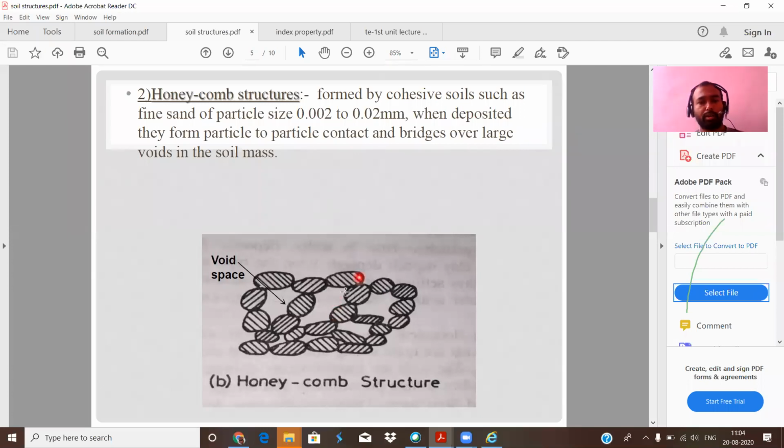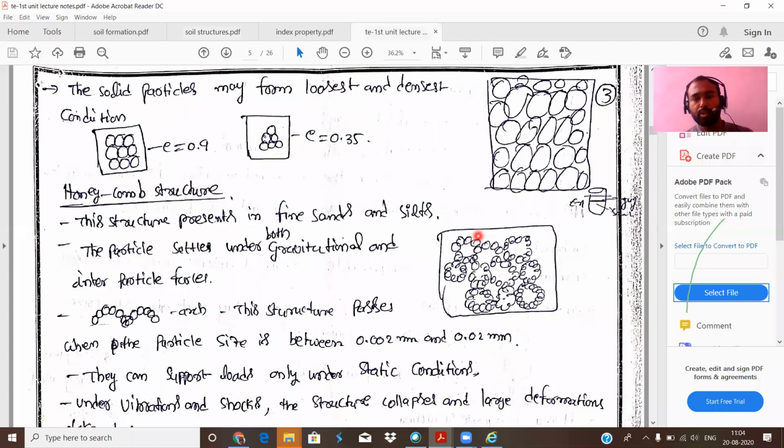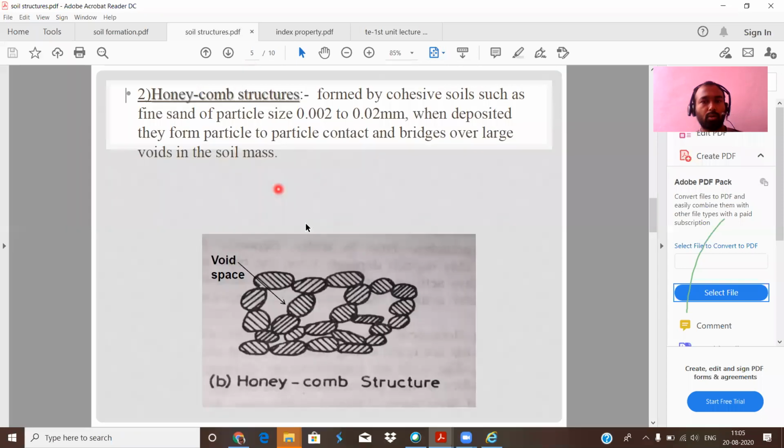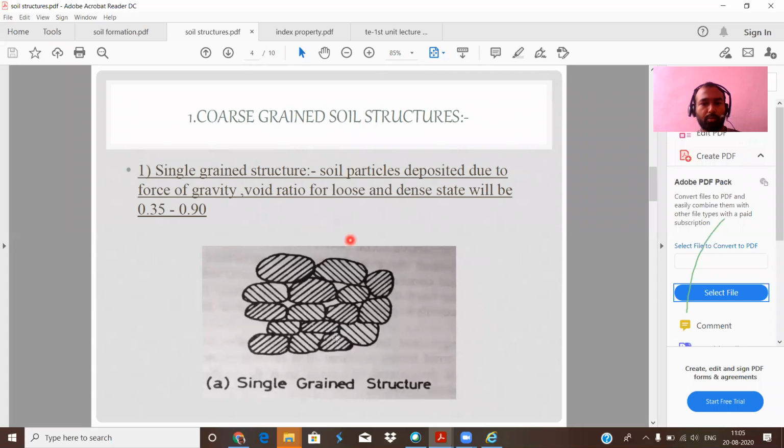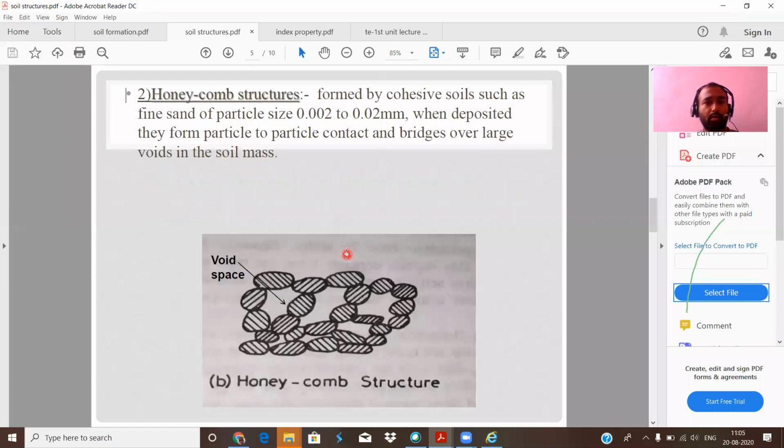It should be like a honey. Honey means like a sphere, one circle attached with a number of particles. This type of single grain structure is mainly present in gravels and sands. While honeycomb structure is present in fine sand to silts, because particle size is very small, 0.002 mm.